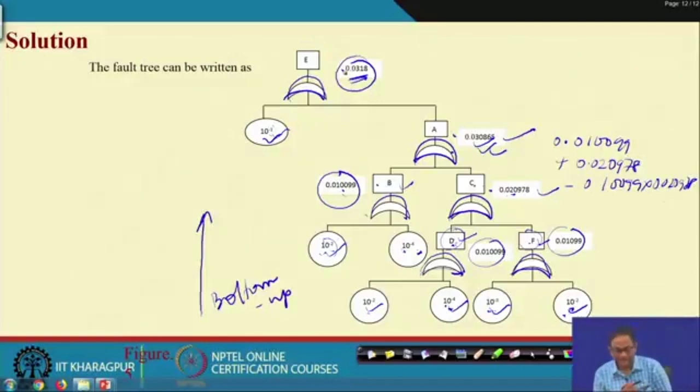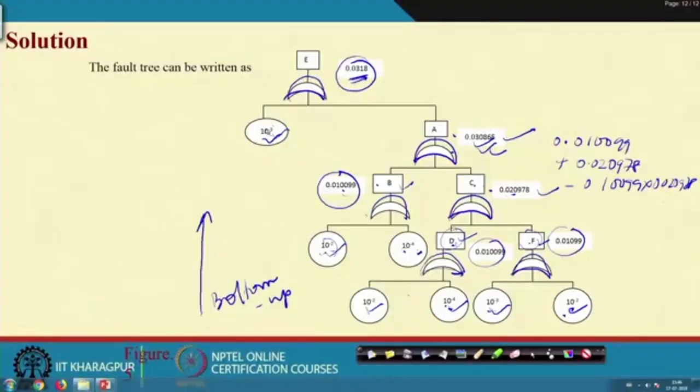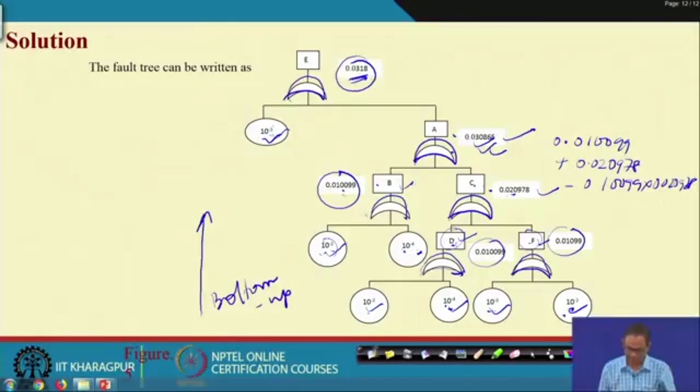But those basic event probability values are not the true values. They are basically hypothetical values. I have given some probability values. So, the true probability values will be much lower, so that this will also be much lower. That is actually what will happen. But suppose the bottom level, basic event probabilities are like this, this is the procedure you follow.